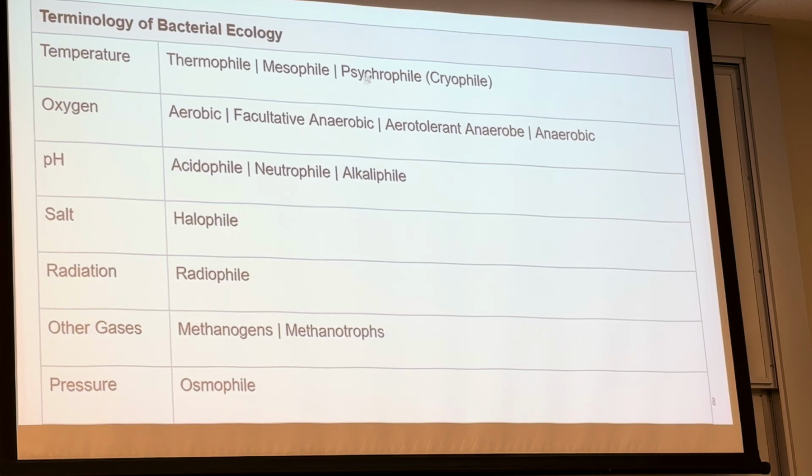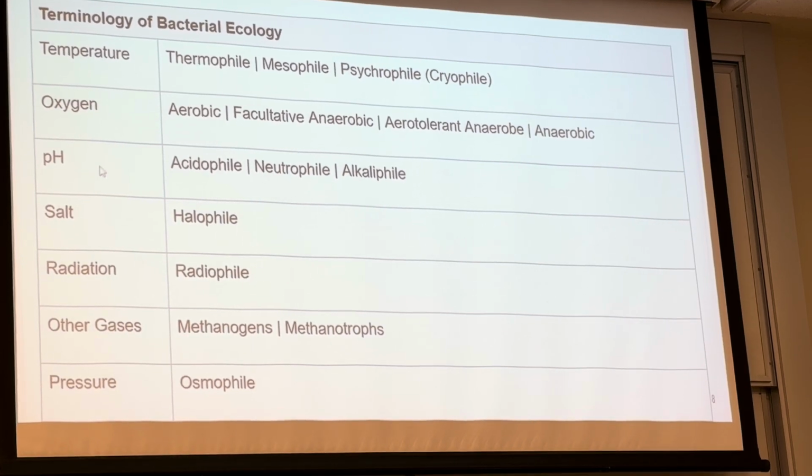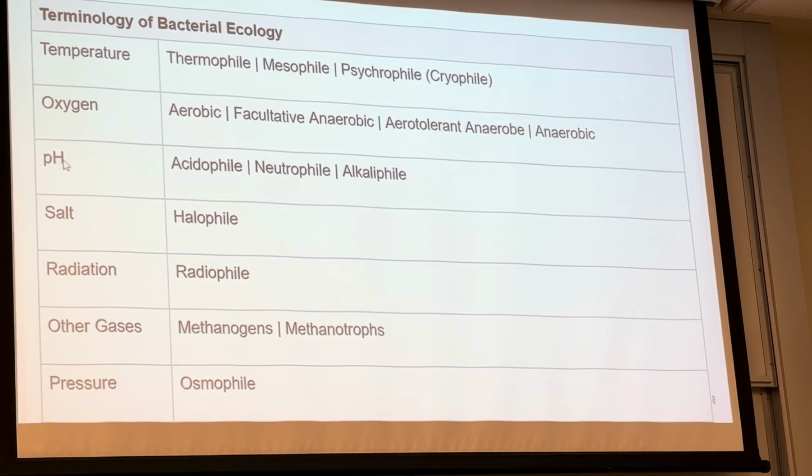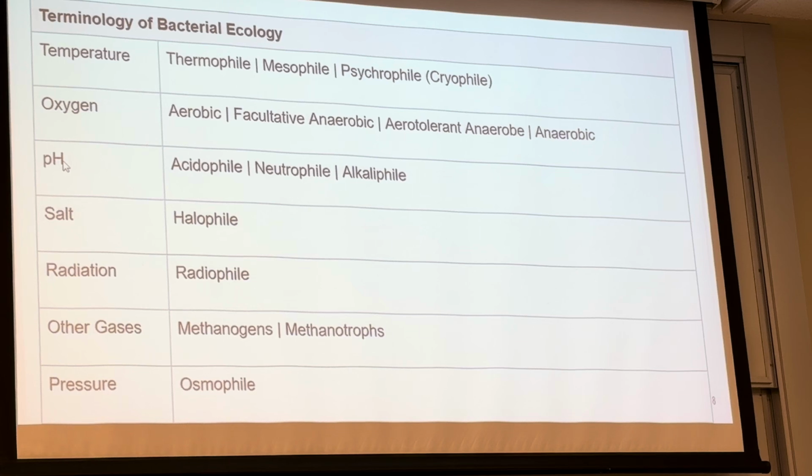Here are some terms, and I'll show you the ones that you need to know. Temperature, a range of temperatures, oxygen, a range of oxygens. This is what we're going to focus on today. And pH, there's a pH, so some are happy, there's a resident population of bacteria that live in the stomach that have to deal with a high pH, or in the vagina that have to live in a high pH.